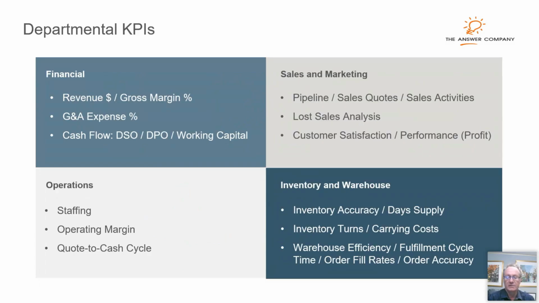There's different ways to look at this, but there's something you should be doing. You should be looking at your days sales outstanding, your DSO, days payable outstanding on the AP side, and your access to working capital.